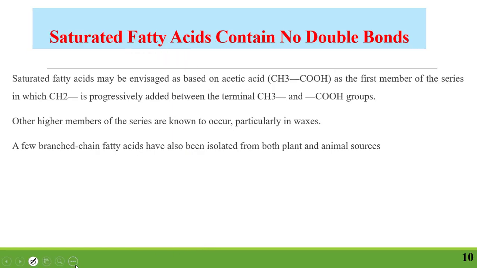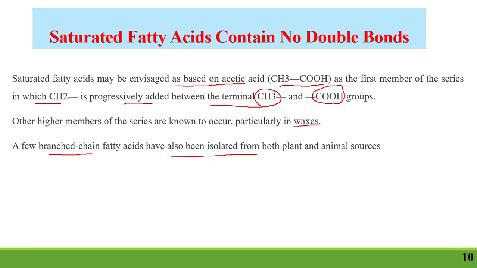Saturated fatty acids contain no double bond and may be estimated based on acetic acid, or CH3COOH, as the first member of the series, in which a CH2 group is progressively added between the terminal methyl and the carboxylic group. Other higher members of the series are known to occur, particularly in waxes. A few branched-chain fatty acids have also been isolated from both plant and animal sources.